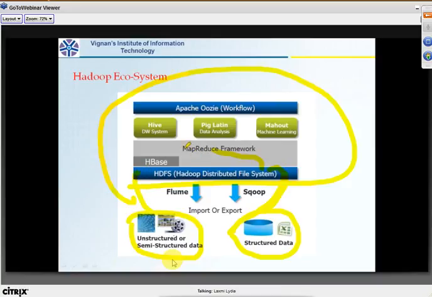Again, to perform the analysis, I may write my MapReduce programming, or I may implement Hive, or I may implement Pig to perform the analysis. So like this, the Hadoop ecosystem works on, right?